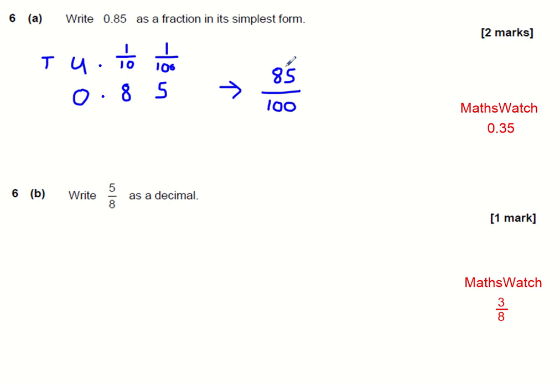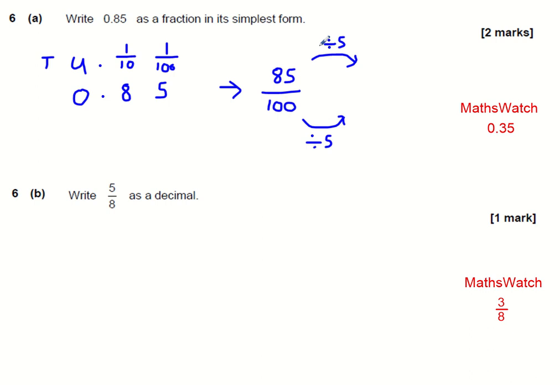That is a fraction which we can now put in its simplest form. We need to figure out what we can divide both of these numbers by. Well, they're both in the 5 times table, so we can divide both of them by 5 to simplify the fraction.